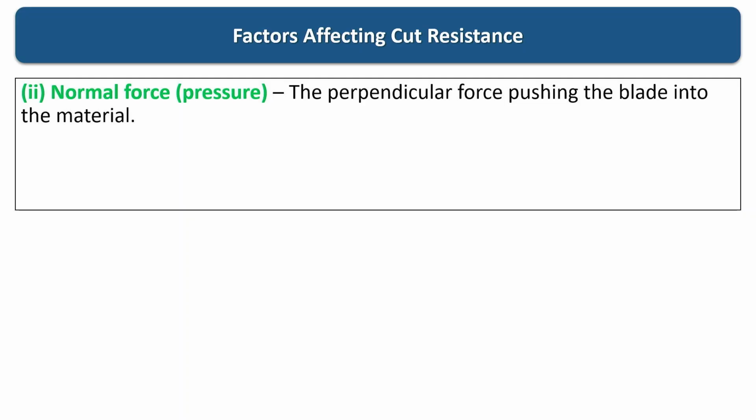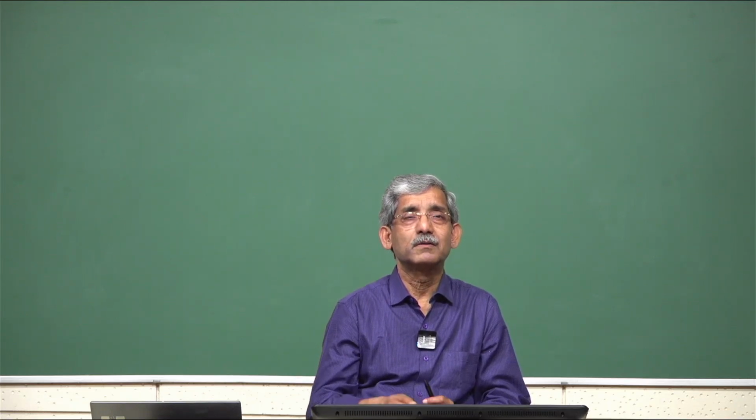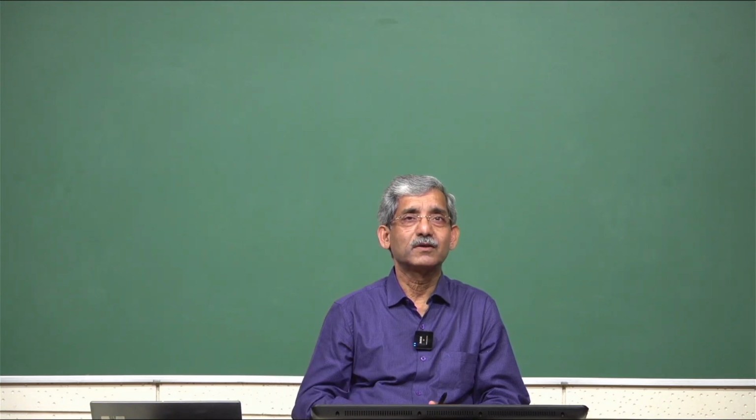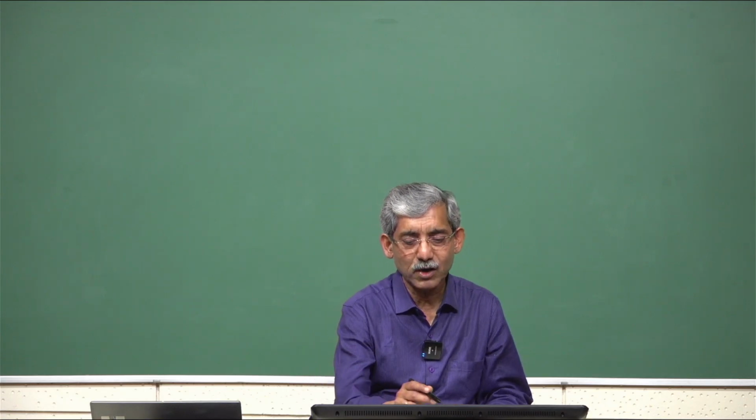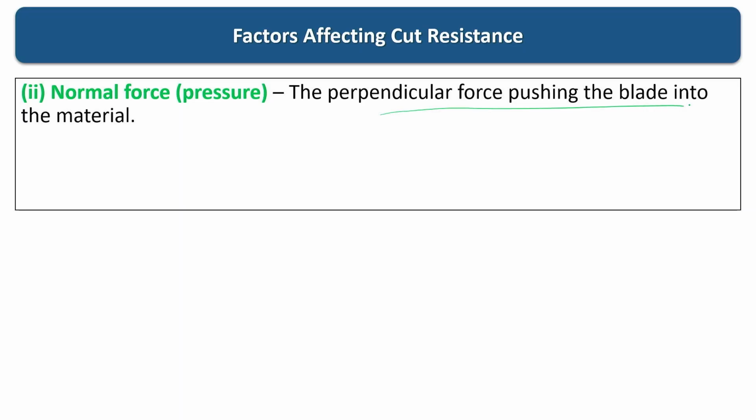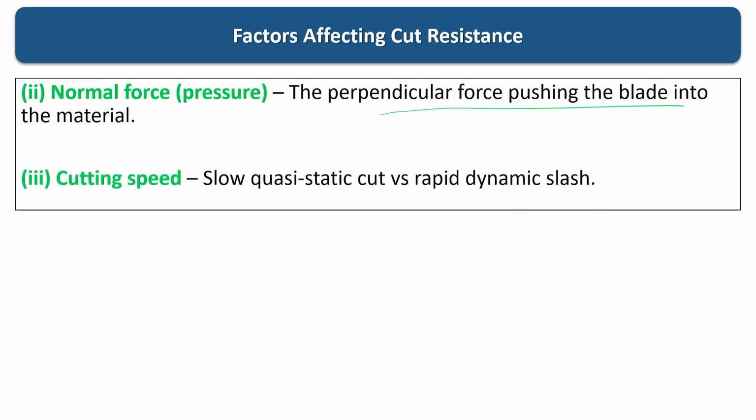Then normal force. In the standard we apply a certain force, like in the Coupe method we apply say 5 Newton force, but that is not true always. In actual practice someone will apply a different force, or during actual work the normal force may be different. The perpendicular force pushing the blade into the material is the normal force, and it affects the cut resistance characteristics of a particular fabric. Then cutting speed, whether it is a slow speed, quasi static, or a dynamic cut, very rapid. Depending on this speed the cut resistance value changes.